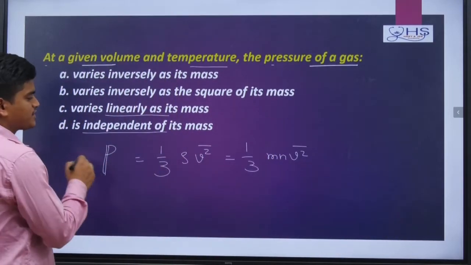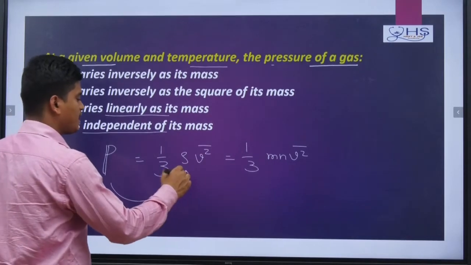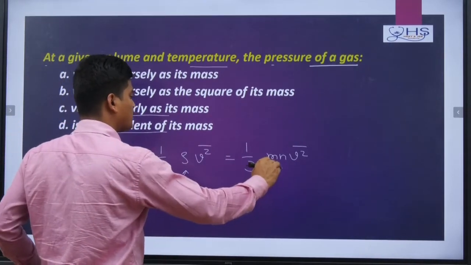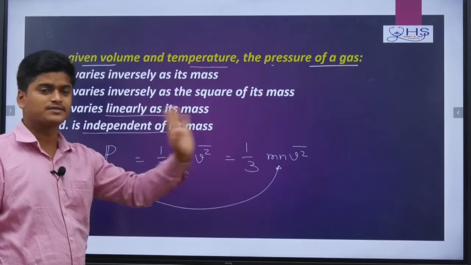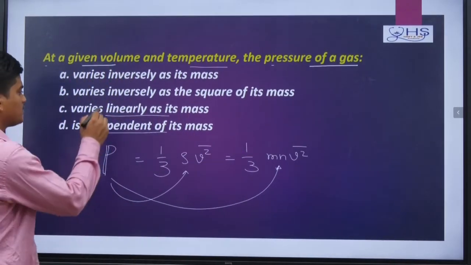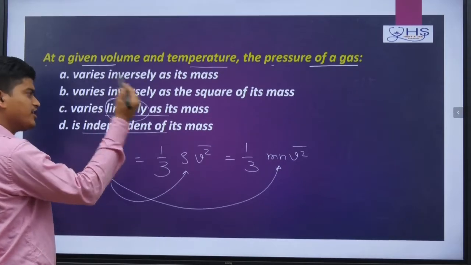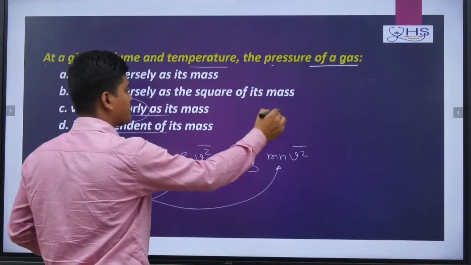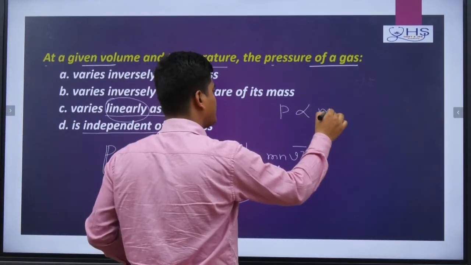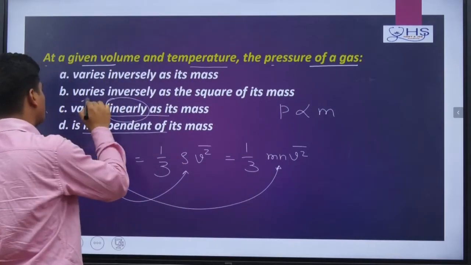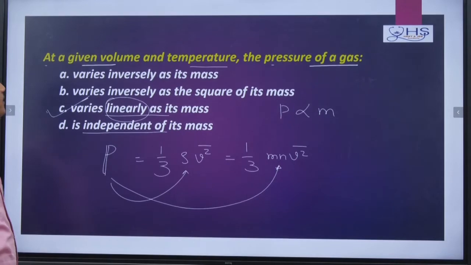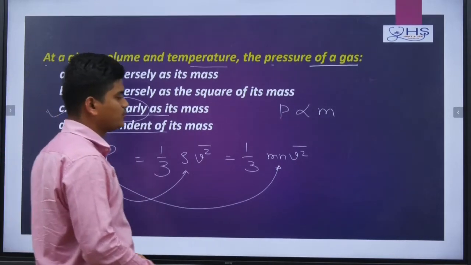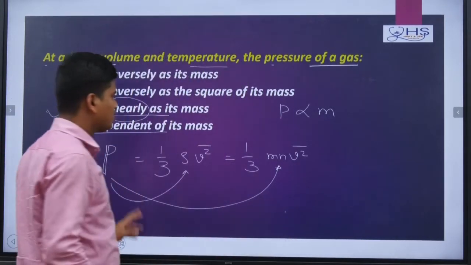So if we check, this pressure is directly proportional to density, and also pressure is directly proportional to what? The mass. So you can tell pressure varies directly with the mass, but here directly was not mentioned. They mentioned the word linearly. Linearly means also directly. So that means pressure varies linearly, meaning directly proportional to mass. So here what is happening? Here option C, pressure is varying linearly with the mass. So that will be your answer, option C.